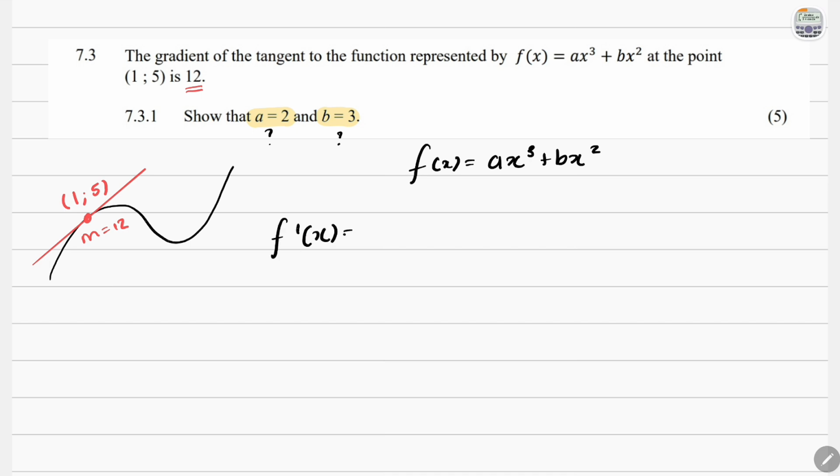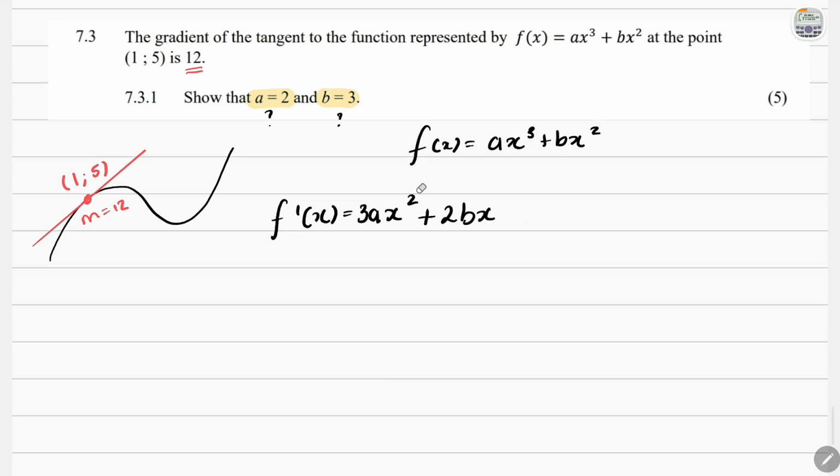And so this is f prime of x is equal to coefficient times exponent. So that gives us 3ax, exponent minus 1 is 2. Same thing over here. Coefficient times exponent is positive 2bx, exponent minus 1 is 1, and we don't have to rewrite that. So this is the general gradient of this function at any point. But they specifically told us the gradient of this function at the point where x is equal to 1. That gradient is 12. So here's what we're going to do.